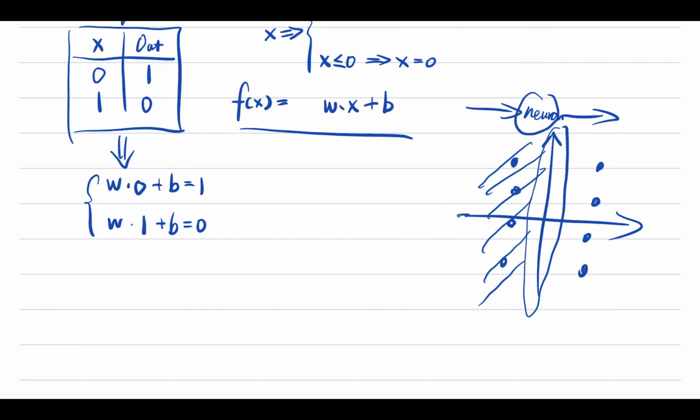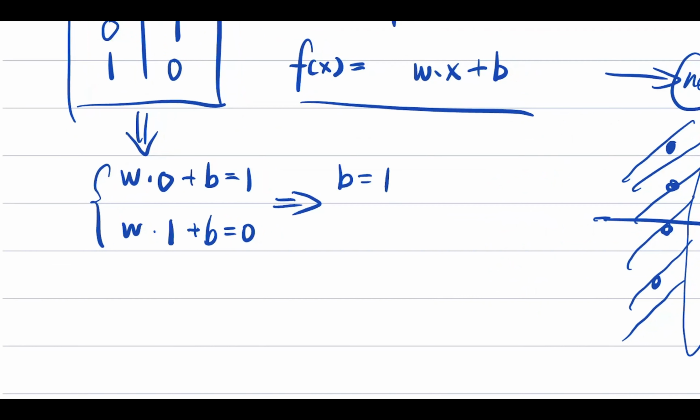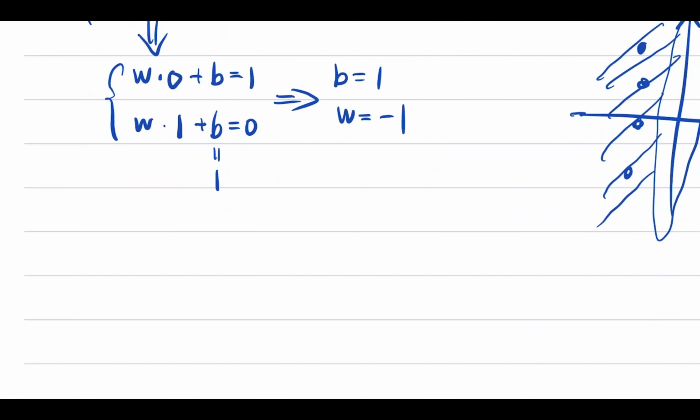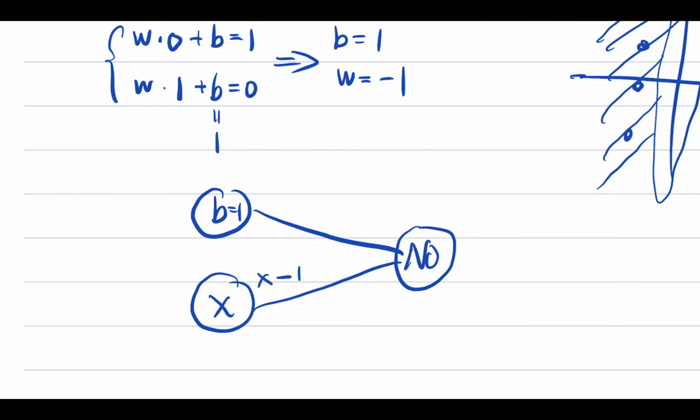But this is not the same for the XNOR, because that is definitely more difficult for us to code, because it needs two decision boundaries. But for the NOT, if we solve these equations, you will basically get B equals one. And because B is equal to one here, W needs to be negative one. So if we form this as a neural network, as a perceptron model, it will essentially be B equals one, and we have an input X. We're adding them together while multiplying X by negative one, and we get the NOT gate.